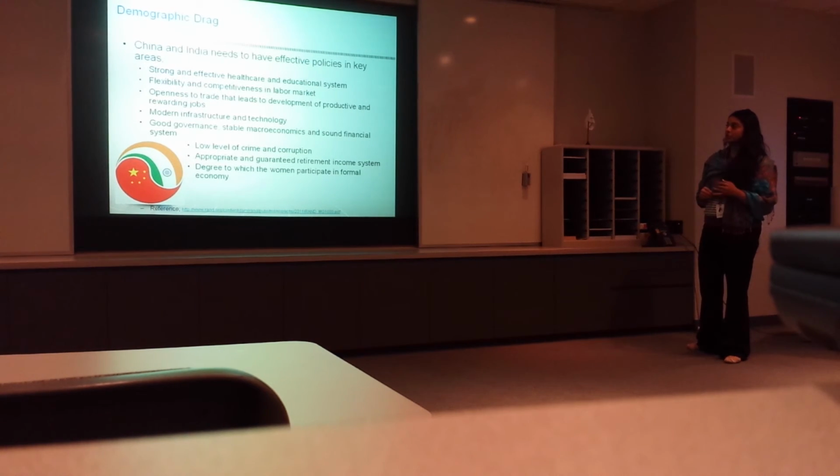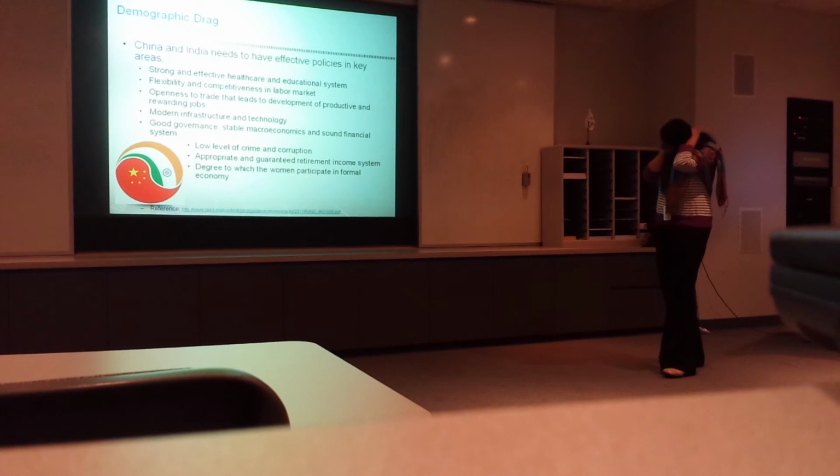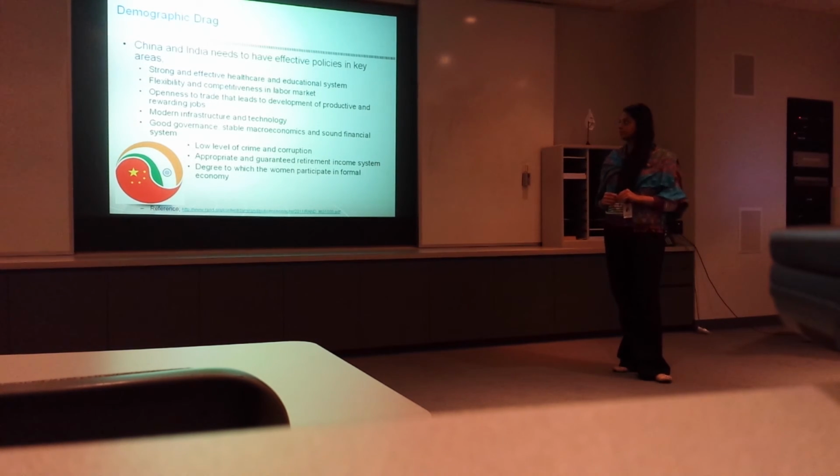First, they need to have a strong and effective healthcare and education system. They need flexibility and competitiveness in the labor market, openness to trade that leads to development of productive and rewarding jobs, modern infrastructure and technology, good governance, stable macroeconomics and a sound financial system, reduced crime and corruption. Both of these countries have very high corruption and crime rates. They also need an appropriate and guaranteed retirement income system, which is not very well defined in these countries.